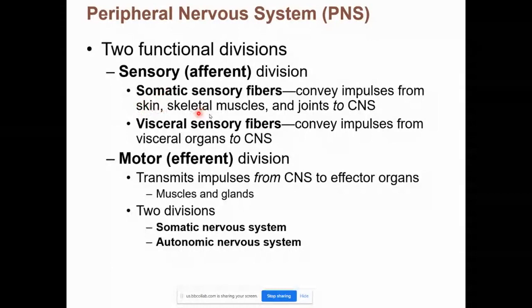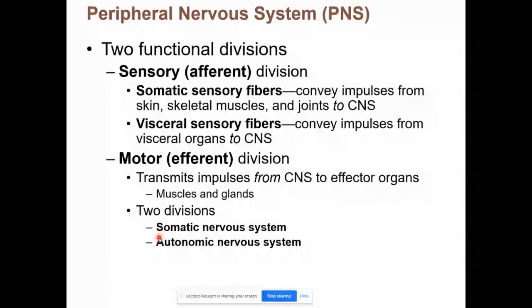And from your skeletal muscles and joints. But your visceral sensory fibers are coming from your organs, like your stomach or intestines. So there's two types of sensory. There's also two types of motor or efferent fibers, somatic and autonomic. And we have a slide on each of these.